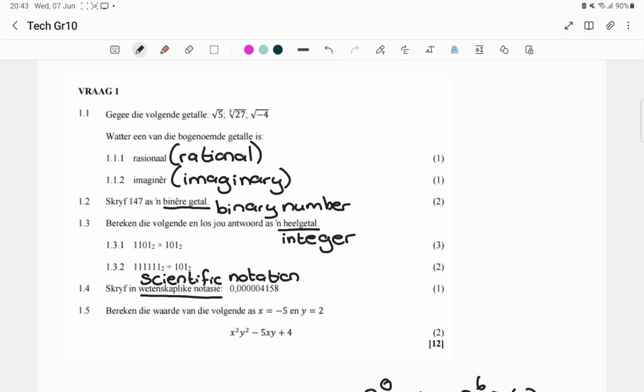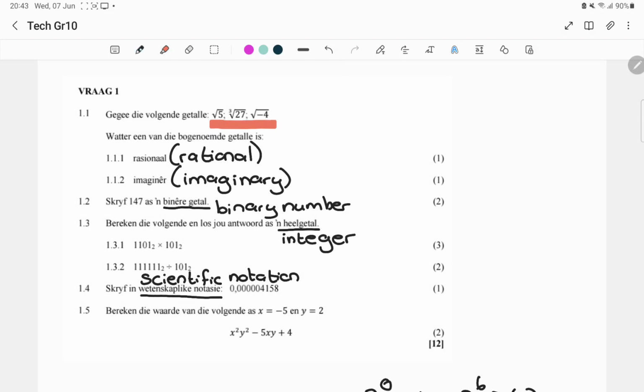So the first question in your test or in your exam is definitely where you have to score marks. So let's look at question 1. Right, so vraag 1 sê, gegee die volgende getalle. En dan vra hulle vir jou, wat in die van die bogenoemde getalle is iets van die volgende. So wat jy altyd eers gaan doen, is jy vat jou 3 getalle wat ek vir jou gegee het. So you take the 3 numbers I gave you, and you put it into your calculator to see what value it gives you.